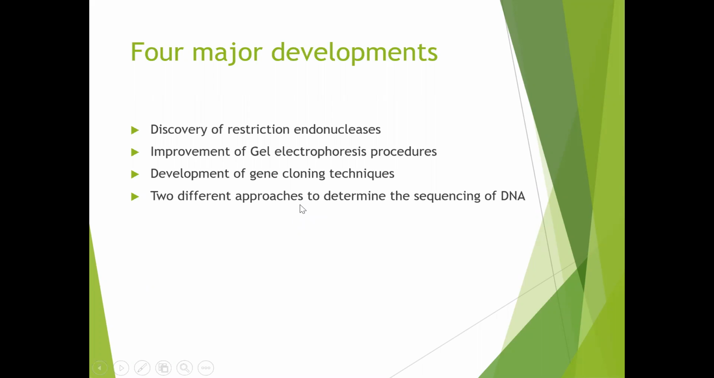And finally, the actual DNA sequencing methods. There are 2 different DNA sequencing methods which have been developed, because of which we are able to sequence the given fragment of DNA. I hope you are able to understand. Here I am discussing the 4 major developments in science which enable us to sequence the DNA. Those 4 developments are the discovery of restriction endonucleases, improvement in gel electrophoresis procedures, development of cloning techniques, and 2 different methods which are available for sequencing the DNA.